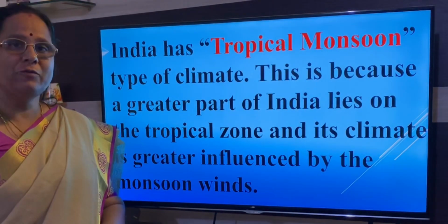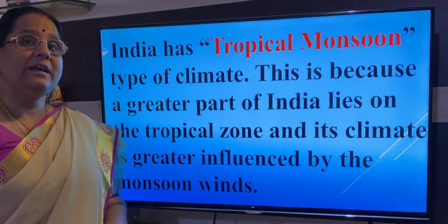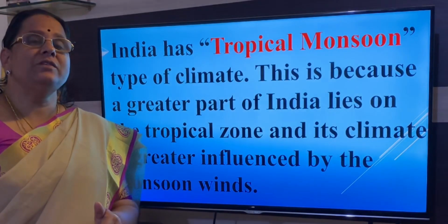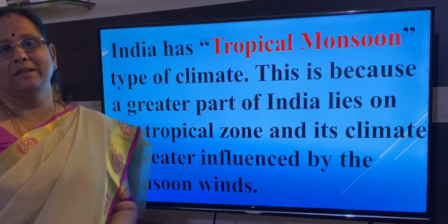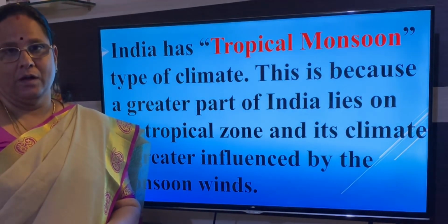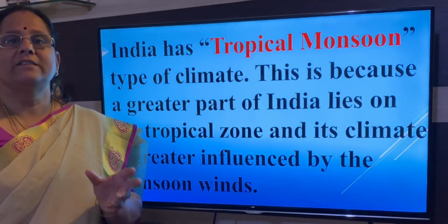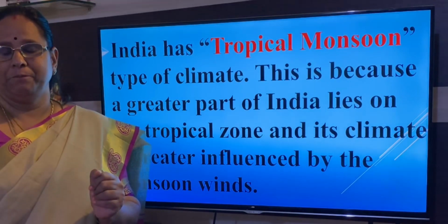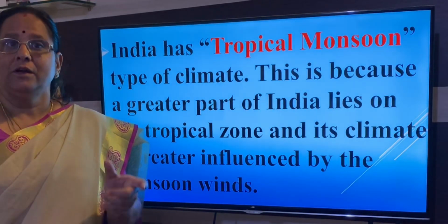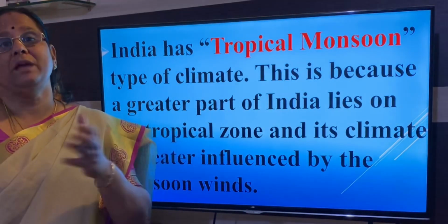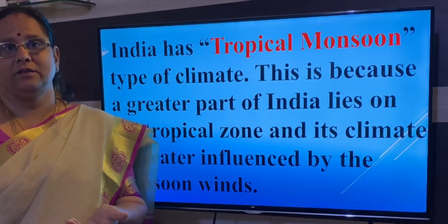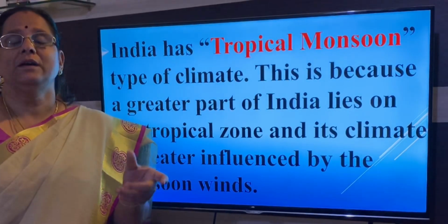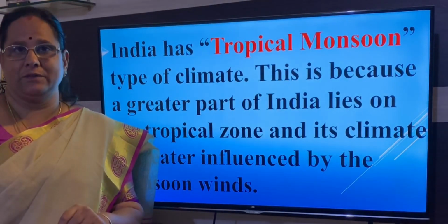Now before we learn about Indian climate, the first thing is we will learn the difference between climate and weather. Weather exists for a short period of time, we call it weather. Whereas climate exists for a long period of time, that is for 30 years, so we call it climate. So you should understand the difference between weather and climate.